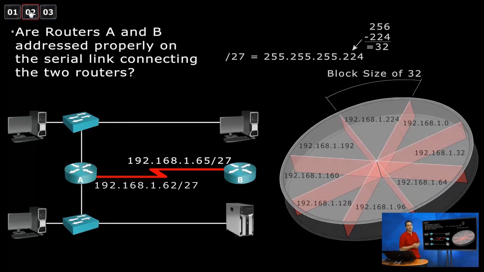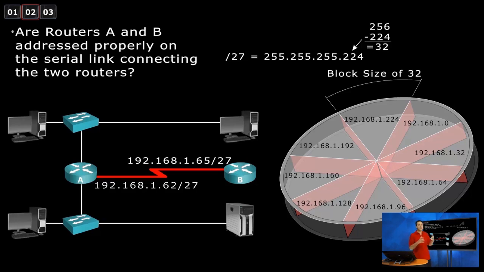Let's look at some of these subnets. All right, 1.0, 1.32, 1.64, 1.96, 1.128, 1.160, 1.192, 1.224. So there's our subnets that we've created here. Now we need to identify who lives in what subnet.